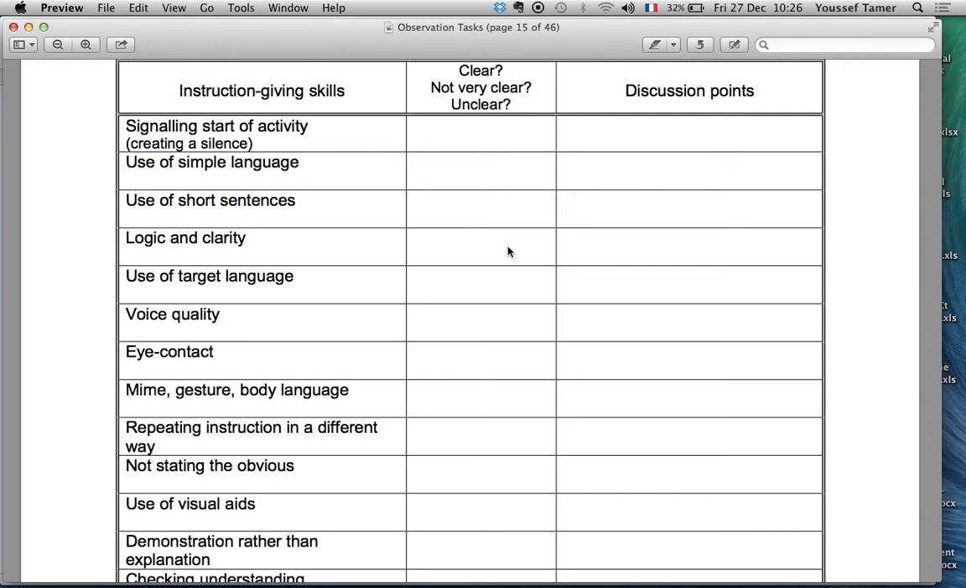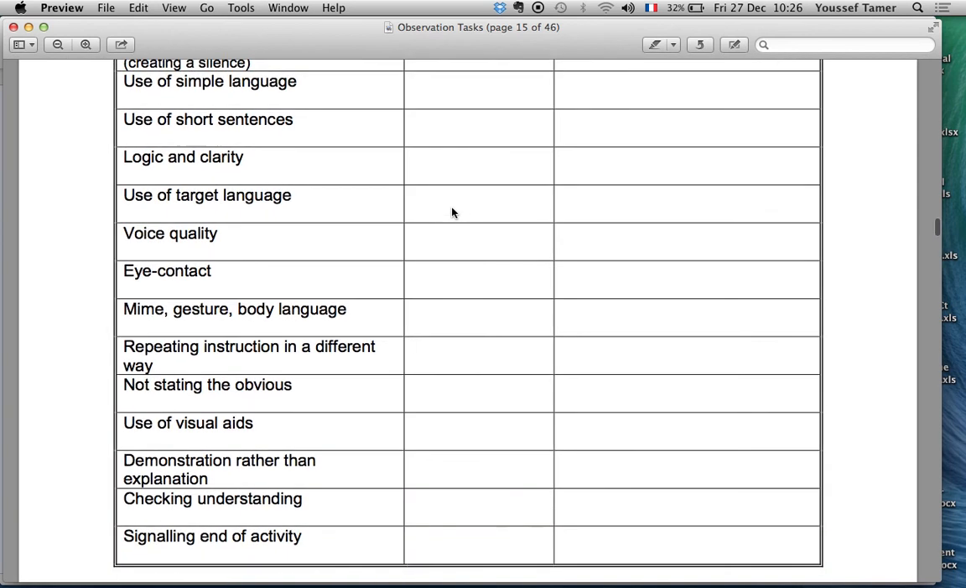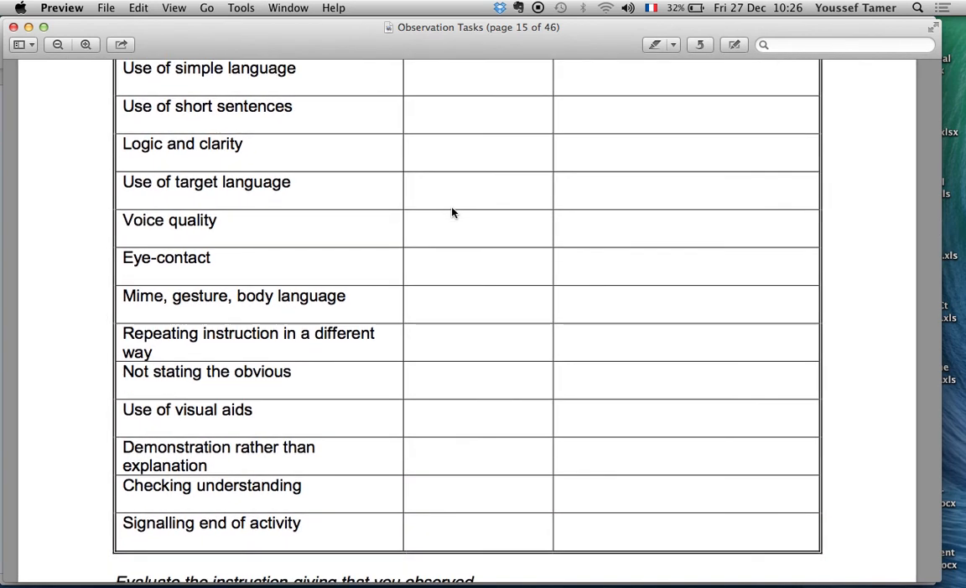Signaling the start of an activity. So you have to provide your feedback. Clear, not clear, and clear. So you can evaluate, but not evaluate, you just make a remark. Was it clear? Use of simple language, use of short sentences, logic and clarity, and so on. Okay, so this is it.